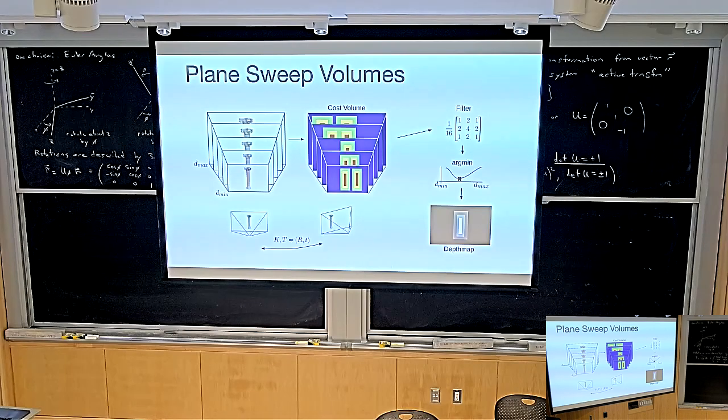Now it's easy to imagine how you would go from this to a depth map. You look at the cost volume from this angle, exactly like this. For each pixel in this image, you shoot a ray through the cost volume, look at the costs along the ray, and pick the minimum cost along the ray, and that is the correct depth. Does that make sense? Okay. So who can explain to me how that relates to the epipolar lines?